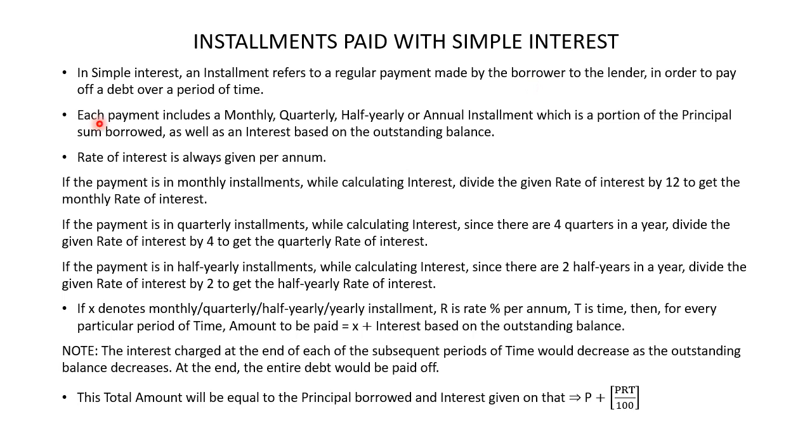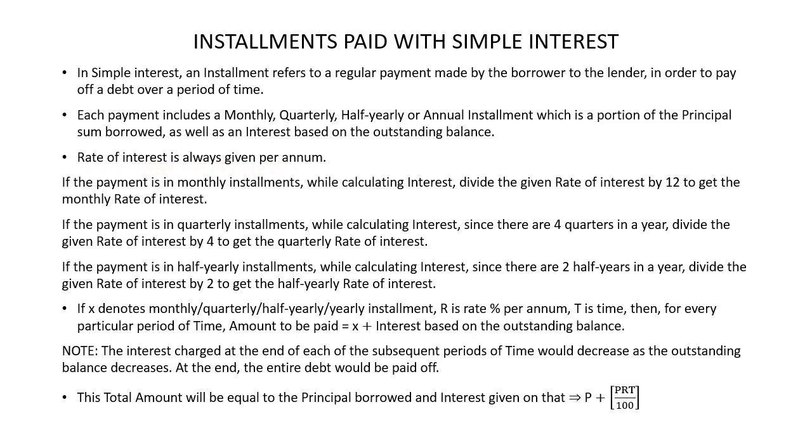Now each payment includes a monthly or quarterly or half yearly or annual installment, which is a portion of the principal amount borrowed, as well as an interest based on the outstanding balance. So each regular payment made by the borrower includes an installment, which is the portion of the principal, plus an interest which is based on the outstanding balance. Now remember that rate of interest is always given per annum.